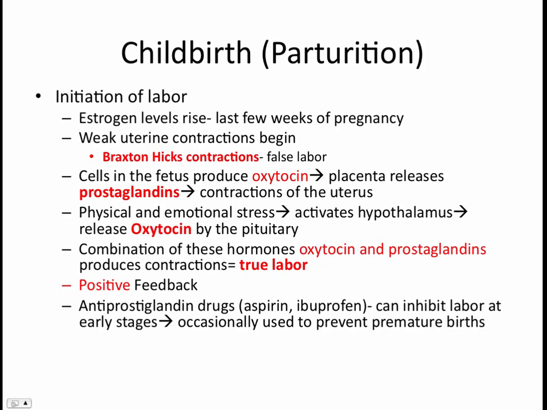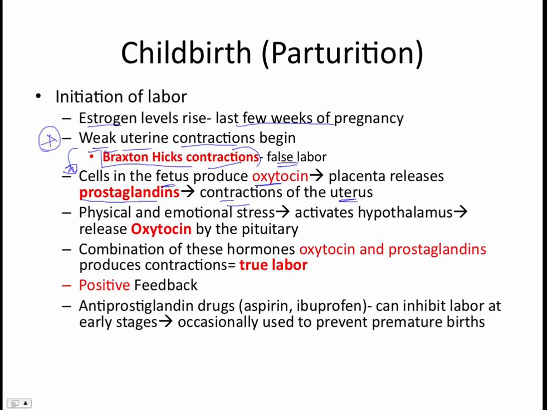Labor is initiated by increasing levels of estrogen during the last few weeks of pregnancy, which is going to cause the uterus to start having weak contractions, and we term this Braxton-Hicks contractions. This is called false labor because we are not yet giving birth to the fetus. It's just contracting the entire uterus. However, these weak contractions are going to start stimulating the cells within the fetus to produce oxytocin. Oxytocin is going to cause the placenta to release prostaglandins, which causes the uterus itself to contract.